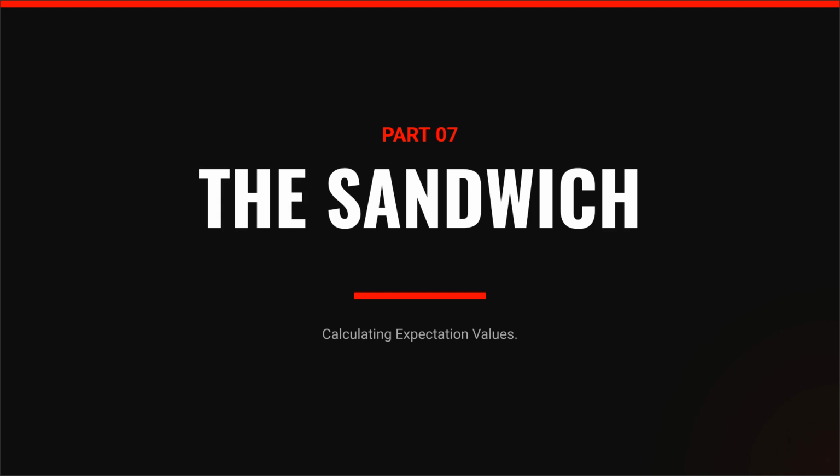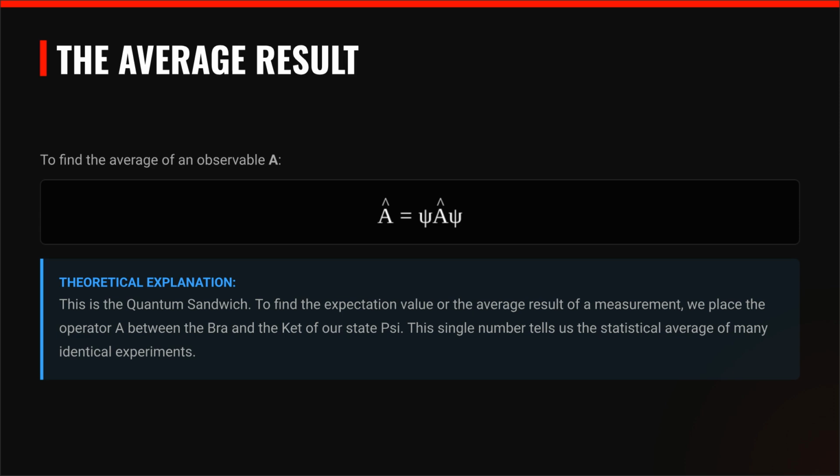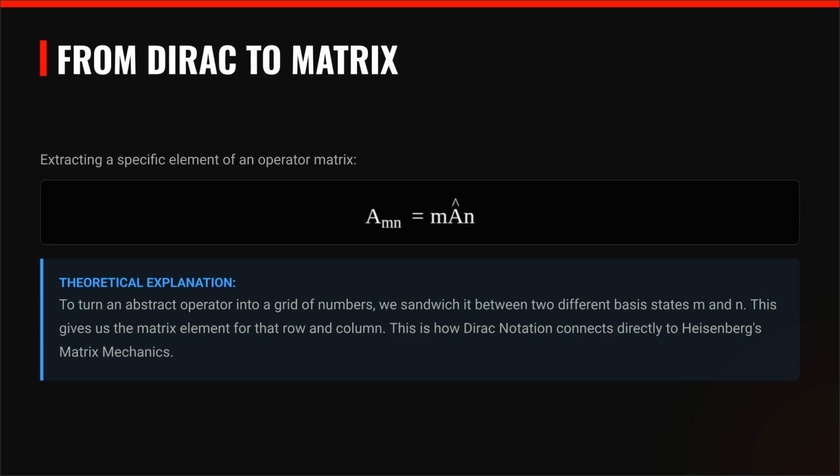Part 07, the sandwich, addresses calculating expectation values. The quantum sandwich finds the expectation value of an observable A by placing the operator A between the bra and the ket of state psi. This number is the statistical average of measurements. To extract a specific element of an operator matrix, we sandwich the operator between two different basis states, M and N. This connects Dirac notation directly to matrix mechanics.